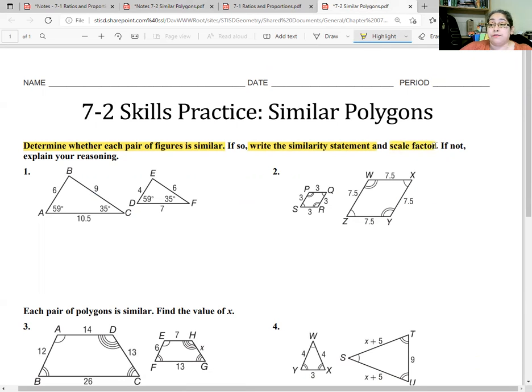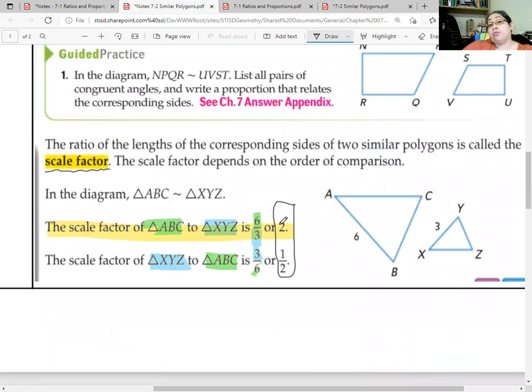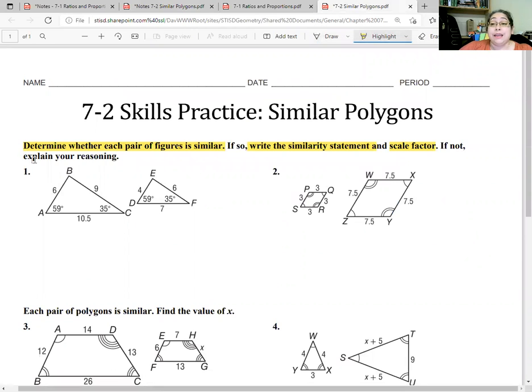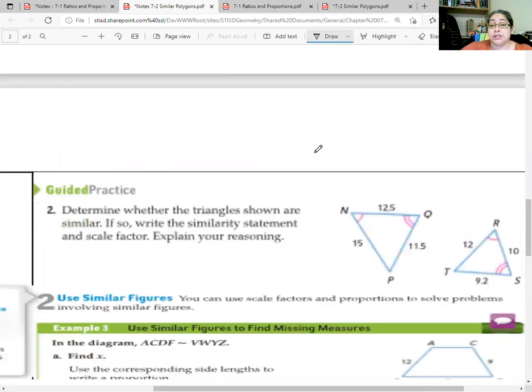Don't forget to write the scale factor. The scale factor is that fraction that you wrote when you were looking at the sides to see if they were proportional. Make sure that your scale factor is in the same order as your similarity statement, so write your similarity statement first. If you find out that they're not similar, you have to explain your reasoning in a full sentence. Questions 3, 4, 5, and 6 ask you to set up those proportions and solve for x.